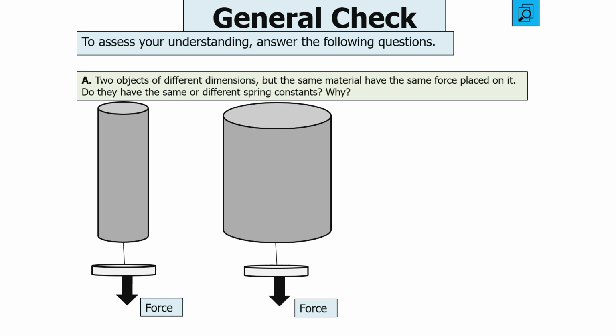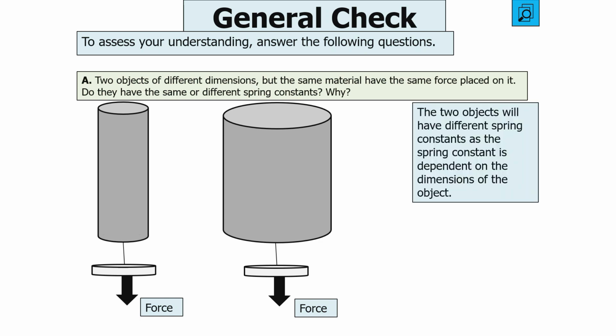Two objects of different dimensions but the same material have the same force placed on it. Do they have the same or different spring constants and why? Pause the video now, then unpause the video when you want to go through your answer. The two objects will have different spring constants, as the spring constant is dependent on the dimensions of the object.